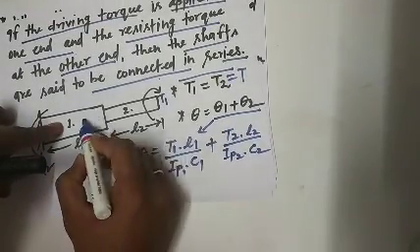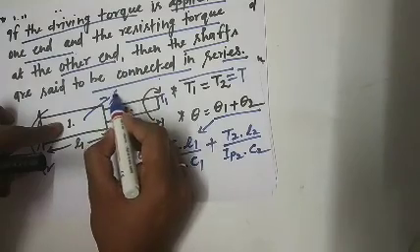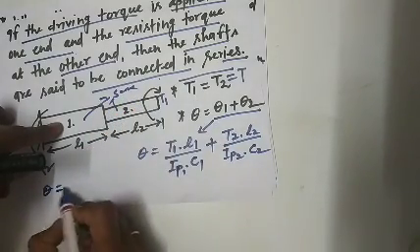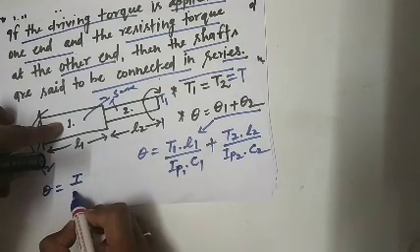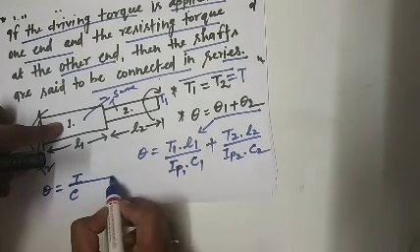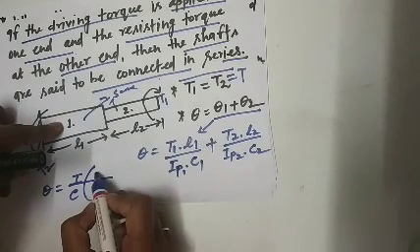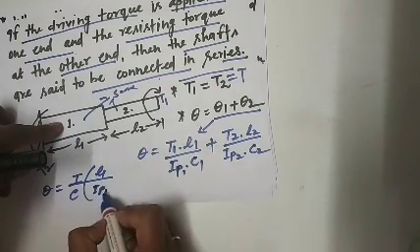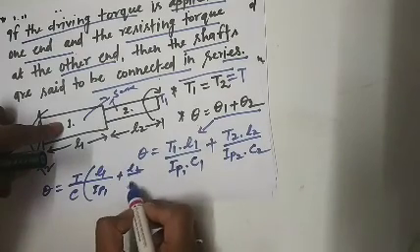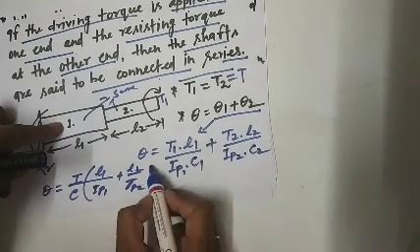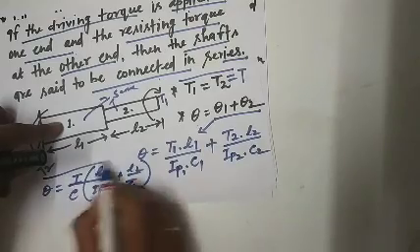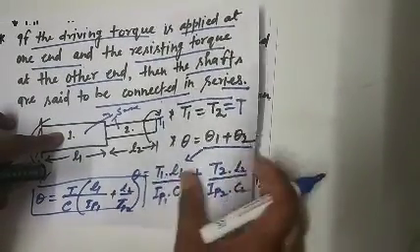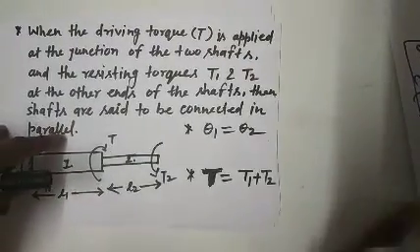If both shafts are made of the same material, then what will be the expression? The expression will be reduced to theta equal to T by C, times the bracket L1 upon IP1 plus L2 upon IP2. That is the required expression for shafts in series connection. And what will be the value for shafts in parallel connection?